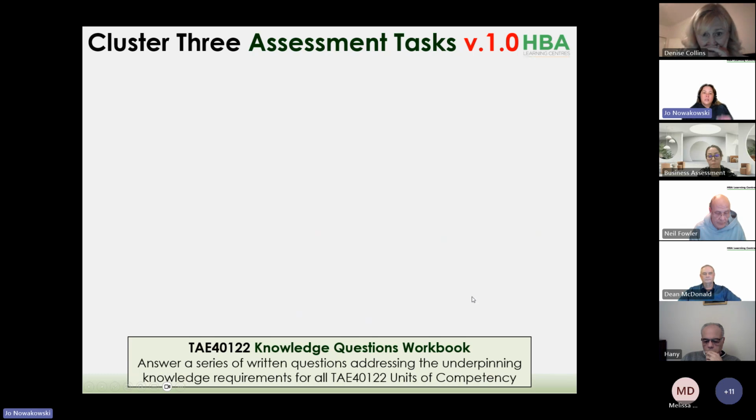So what is in our cluster 3? When did version 1.1 come out, Dean? Was it September? It was in September last year, yes. Is there anyone here that enrolled prior to September last year? I think everyone should pretty much will have enrolled since, but Haney's got version 1.1. We've sorted that out for him.